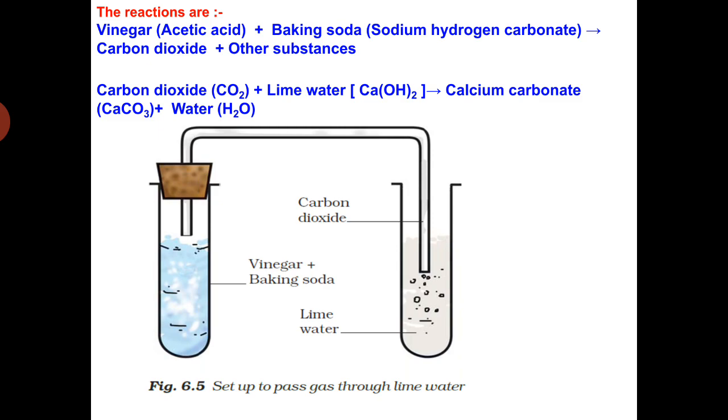The setup used for these two reactions is as shown. There is a test tube. In the test tube, you are taking vinegar and baking soda, and due to the reaction between vinegar and baking soda, carbon dioxide gas is formed and other substances are also formed along with this. It is a chemical change, and the gas produced is then passed through the pipe to another test tube where there is lime water, and this lime water turns milky.